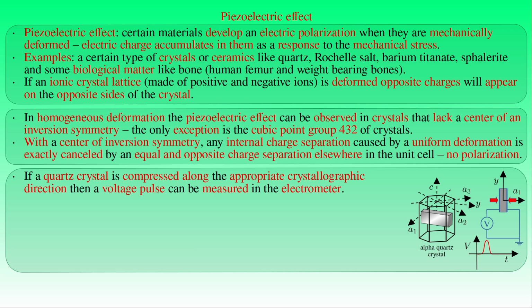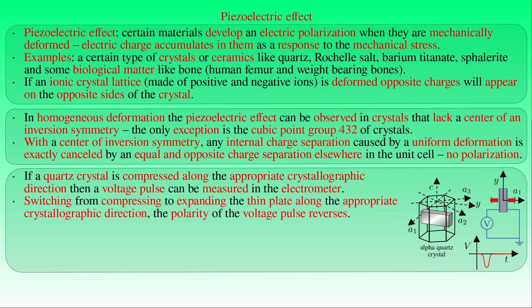The transient voltage generated in this effect is proportional to the duration and the rate of applied mechanical stress. Even under a constant, fixed mechanical load, the measured signal will not remain constant, as electric charges flow through the external circuit connected to the crystal and quickly leak away due to the surface contamination of the crystal or the ionization of the air surrounding the crystal. As a result, the voltage drops to zero. Switching from compressing to expanding the thin plate along the appropriate crystallographic direction, the polarity of the voltage pulse reverses.